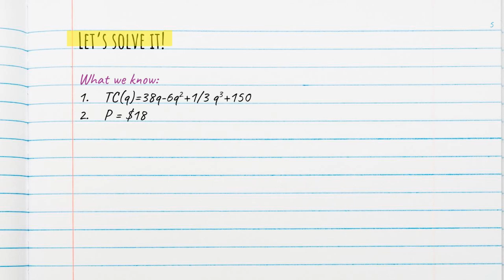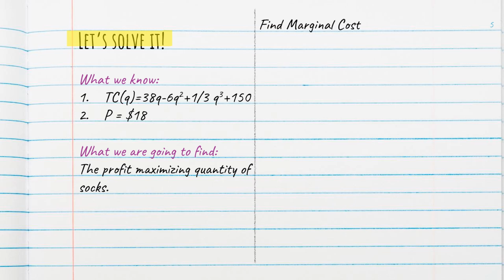Here's what we know. We have our total cost function, and we also know that price is equal to 18. We are trying to find the profit maximizing quantity of socks. The first thing we're going to do is find that marginal cost. As a reminder, marginal cost is just the derivative of total cost with respect to Q. So in this case, we have 38 minus 12Q plus, we bring down the 3 on the Q cubed term, and it cancels with the 1/3, so we're just left with Q squared. The 150 is constant, so it drops out when we differentiate.